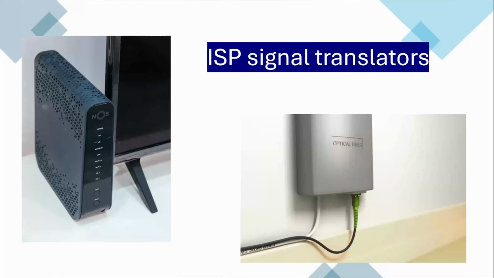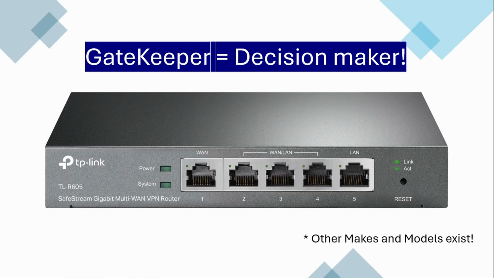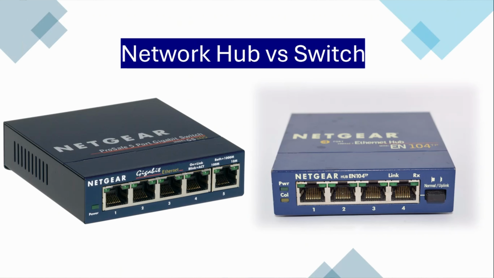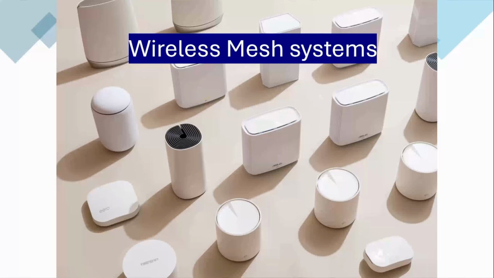Let's define a few common terms in plain language. A modem, or if you have one, a fiber ONT, translates your ISP's signal into something your home network can use. A router makes decisions. It acts as the gatekeeper. A hub blindly repeats traffic. A switch sends traffic only to where it needs to go, hence is more efficient than a hub. A Wi-Fi access point provides wireless access. A mesh system is a coordinated group of access points designed to work together. Details will come in a later video.